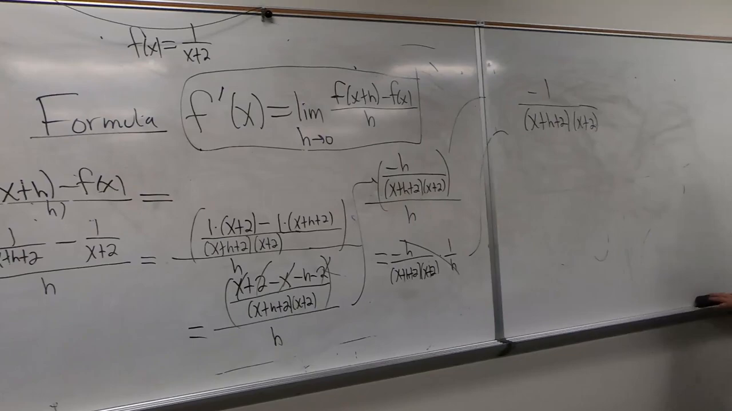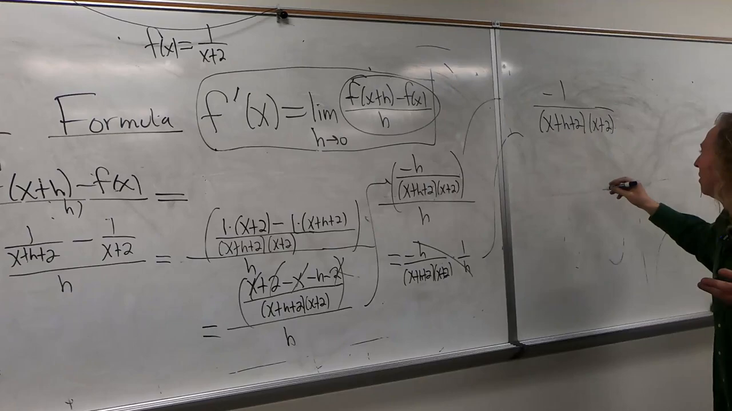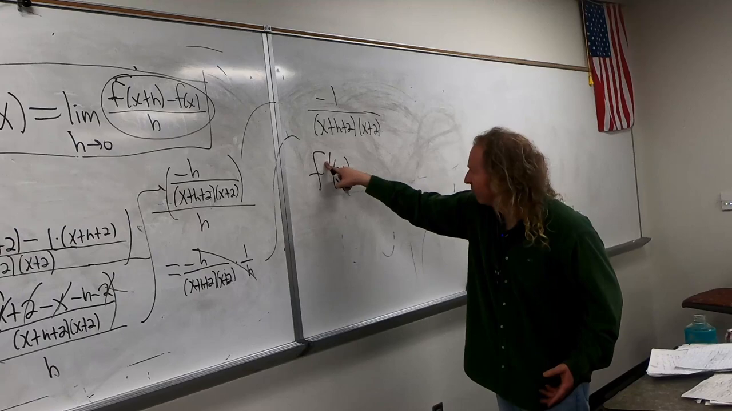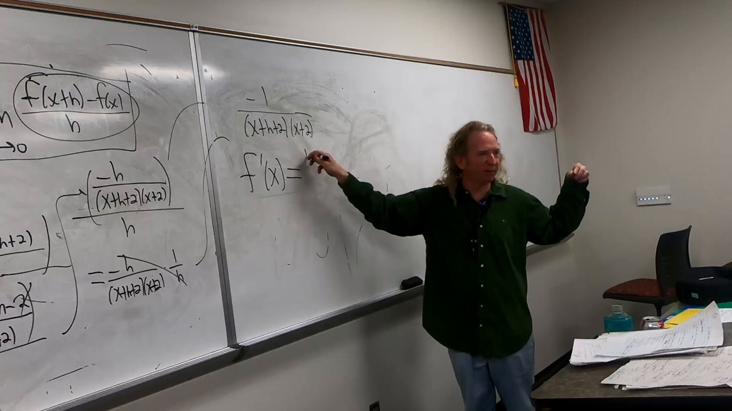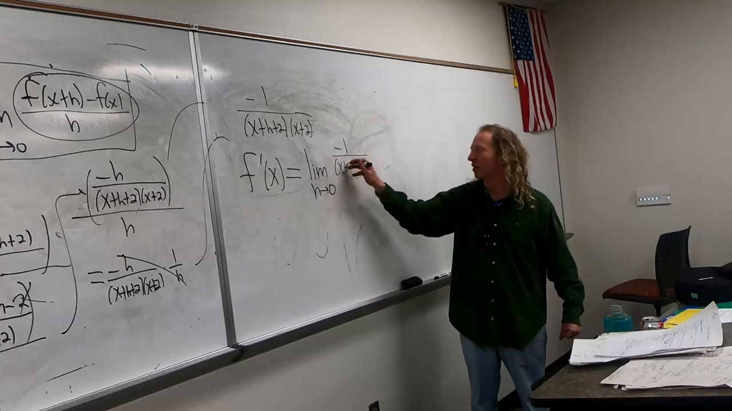No questions? All right, so we worked out this piece, right? So now we just gotta take the limit. To finish, f prime of x, that's what we have to find, the derivative of f at x, this is the slope of the function at x, is equal to the limit as h approaches 0 of this. So negative 1 over x plus h plus 2, and then x plus 2.